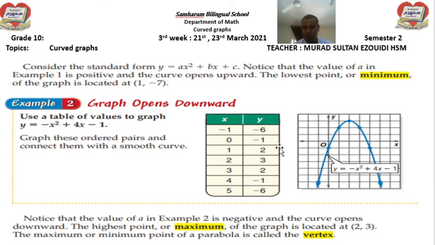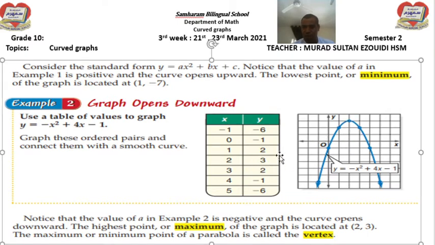Then when x equals 0, y equals -1. Why? Because this is the y-intercept. This one is called the y-intercept. Clear? And when x equals 1, y equals 2, like that. When x equals 2, it will be 3. And this point, it's called what? It's called the vertex, the turning point. Clear? I wish that it was clear.